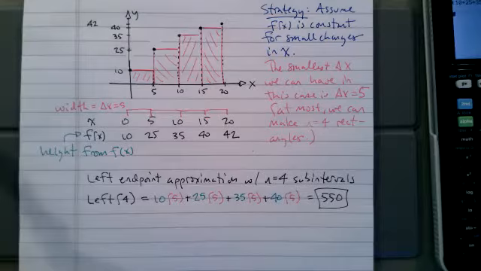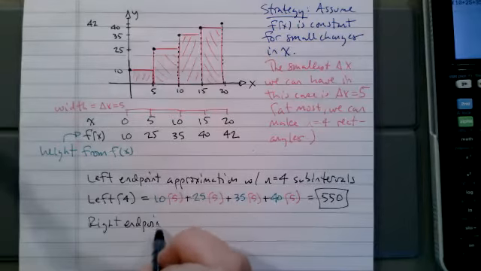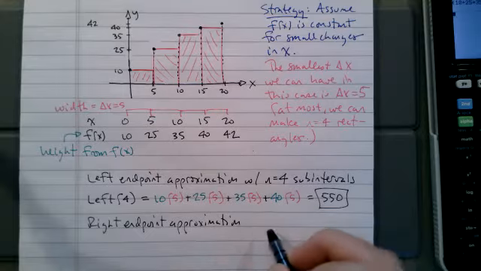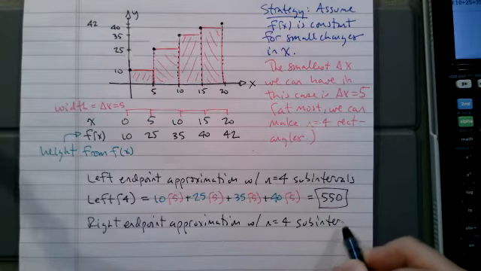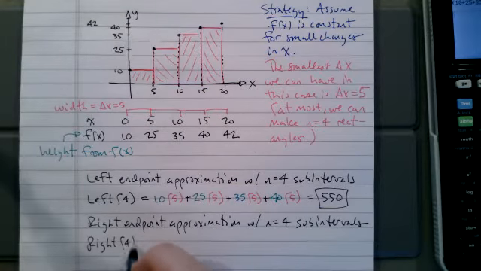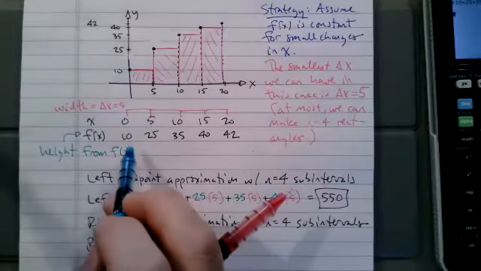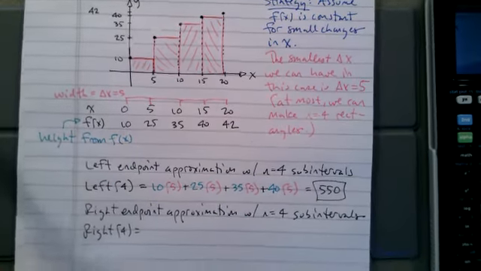So let's shift over and do the right endpoint approximation. Once again, with n equal 4 subintervals. So we'll call that right 4. And now we'll use the right endpoint approximation. So in this first rectangle, we have 10 on the left, 25 on the right. So we'll use the 25.